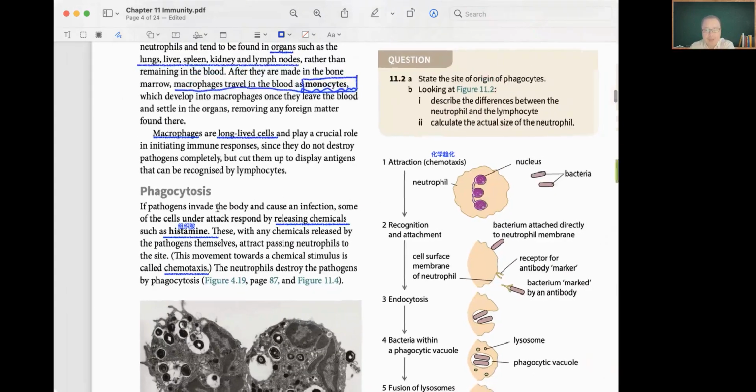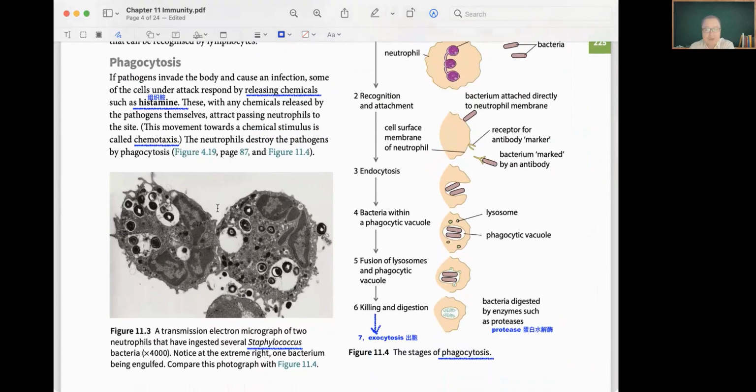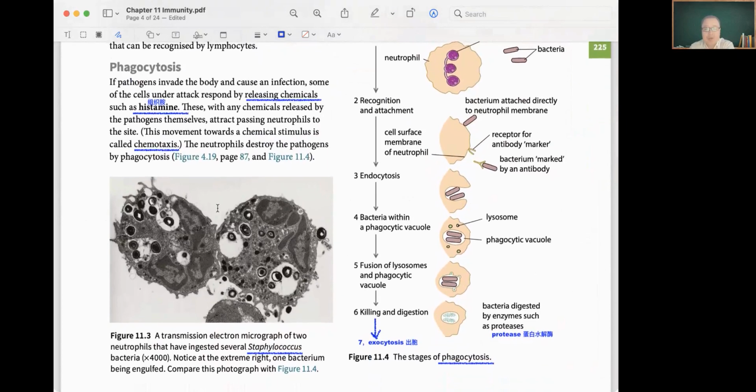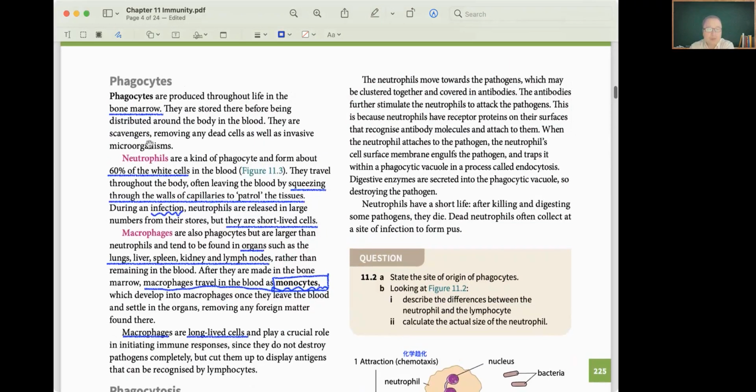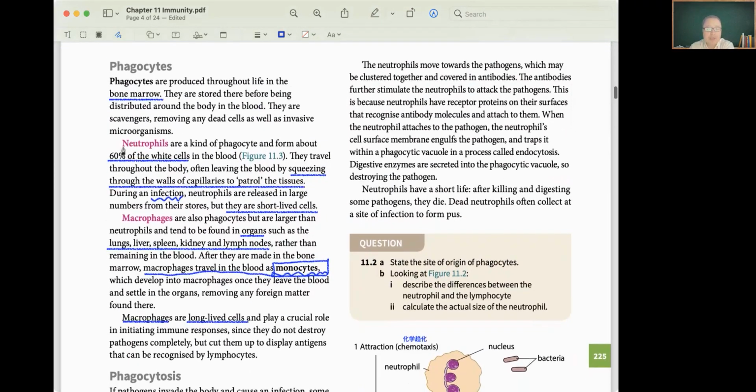Okay, so we have talked about phagocytosis, about how the neutrophil and the macrophage fight against bacteria and viruses by using endocytosis and lysosomes, and how they kill and digest the bacteria with enzymes such as protease, that is, hydrolytic enzymes. So we have finished talking about phagocytes, neutrophils, and macrophages.